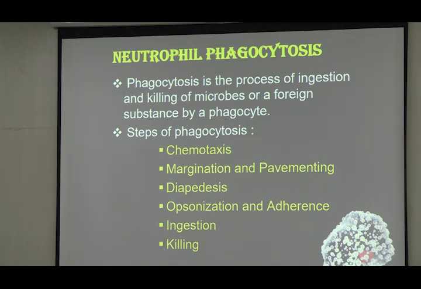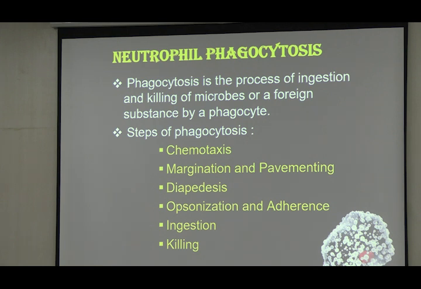Then diapedesis. Diapedesis means they will come by forming pseudopods or by becoming elongated. So they will pass through the endothelial cells. They have some space in between. Through this space they will come out and go to the affected area. This is called diapedesis.